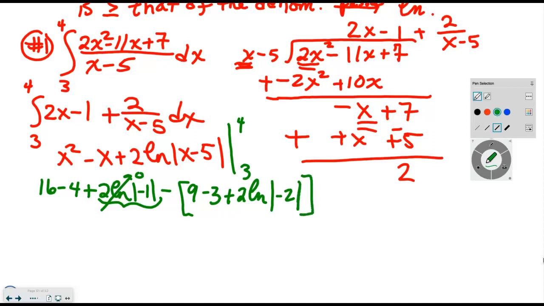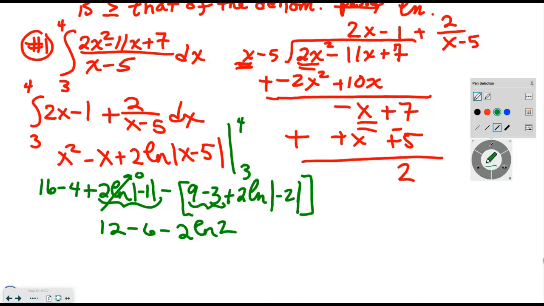And I actually took this one out of Delta Math, so this is kind of what your Delta Math is going to look like. All right? So then I'm just going to go ahead across and do it. 16 minus 4 is 12, correct? And I need to subtract 6. And then subtract 2 natural log of 2. All right? So what's my final answer?